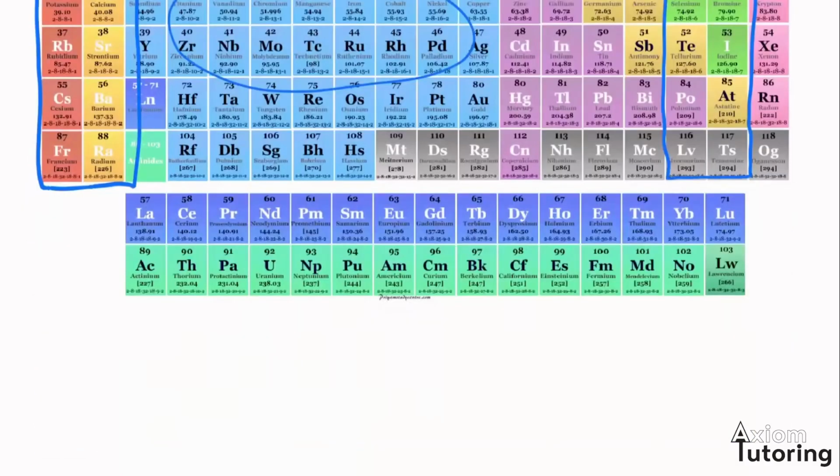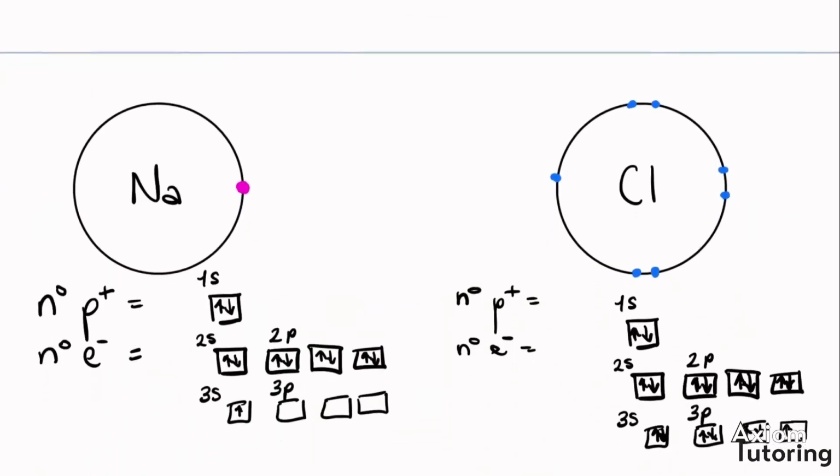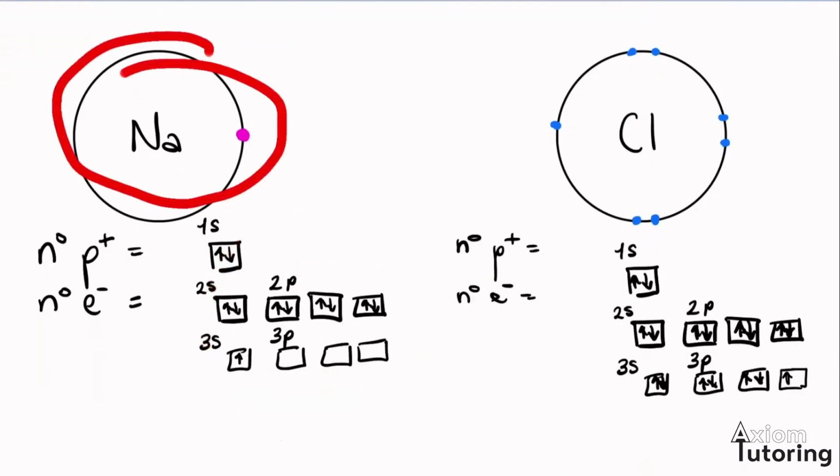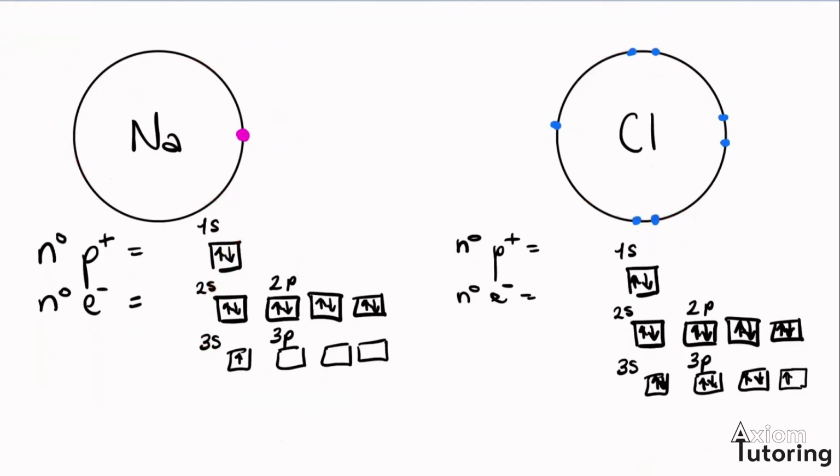So over here, I've already drawn their electron configuration and the outermost shell. Sodium has 11 protons and 11 electrons. As we've seen in previous videos, the number of protons and the number of electrons are always equal for atoms. Chlorine has 17 protons and 17 electrons.